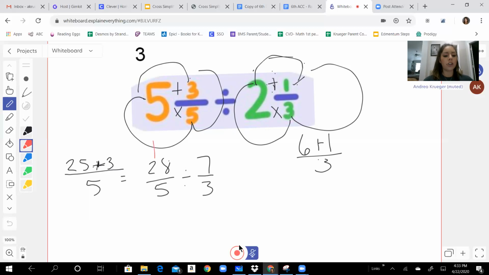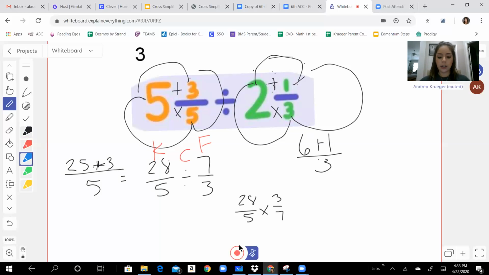What do we know about fractions? Keep and flip. 28 over 5 times 3 over 7. Now the magic of cross simplifying, the whole purpose of this tutorial. We look sideways. 5 and 3, do they share a common factor? No. 28 and 7, do they share a common factor? Yes, they share a common factor of 7.